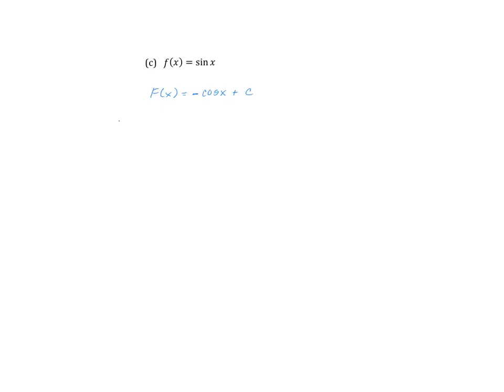So now let's check, just to make sure. The derivative of negative cosine of x is negative, negative sine x plus 0, which is just sine of x. And that's what I started with. So negative cosine of x plus our constant C, that would be the antiderivative of sine.